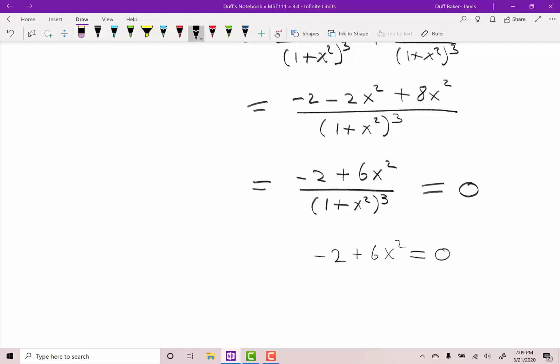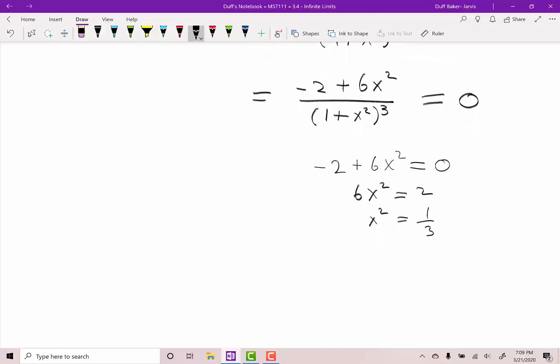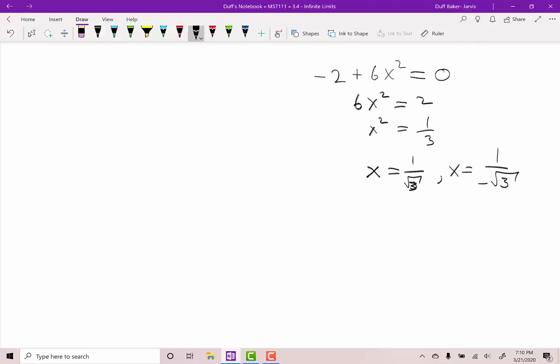And if we rearrange things a little, we get 6x squared equals 2, x squared equals a third. Square rooting both sides tells us that x is either 1 over root 3 or x is minus 1 over square root of 3, right? Because you get plus or minus when you're taking the square root of a square. Okay, so we get two things. Let's put those on our number line.